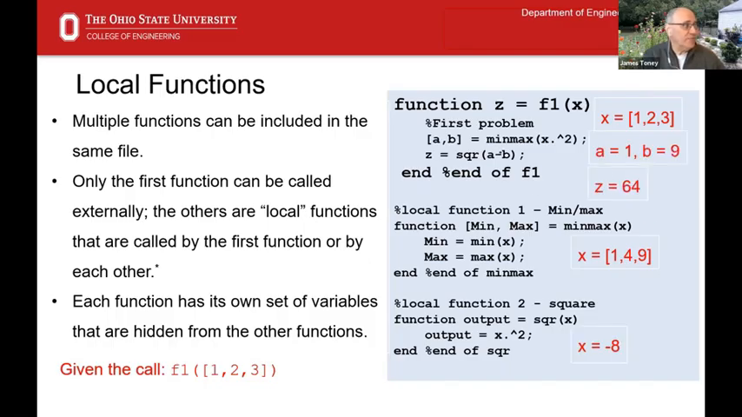Okay, so if you were to do a disp x within f1, you'd see 1, 2, 3. It's being called like so. But if you did a disp x within min-max, you'd see 1, 4, 9. And if you did a disp x within sqr, you'd see -8. Okay, 3 different variables with different values.